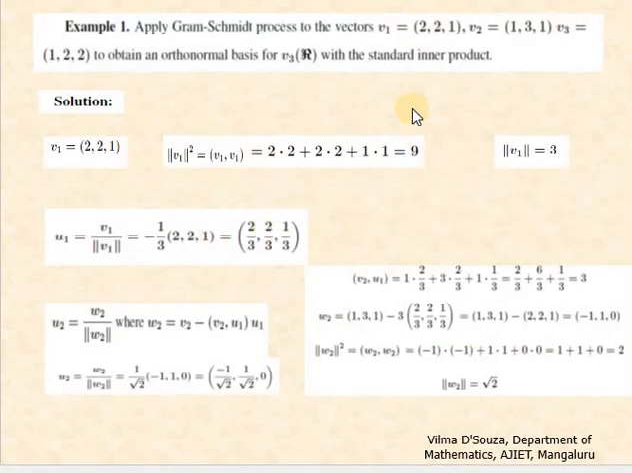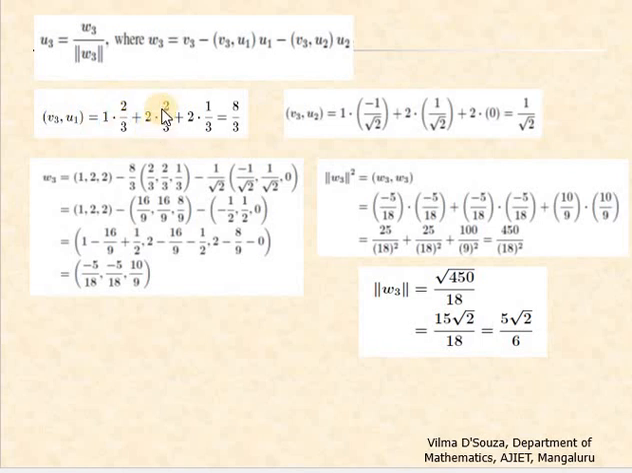So go back and check what is your V3. V3 is 1, 2, 2. So what is V3 into U1? 1, 2, 2 into 2 by 3, 2 by 3, 1 by 3. That is 1 into 2 by 3 plus 2 into 2 by 3 plus 2 into 1 by 3. So 2 by 3 plus 4 by 3 plus 2 by 3, that is 8 by 3. So V3 comma U1 is 8 by 3.